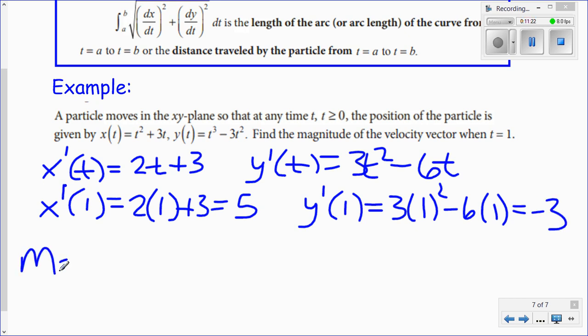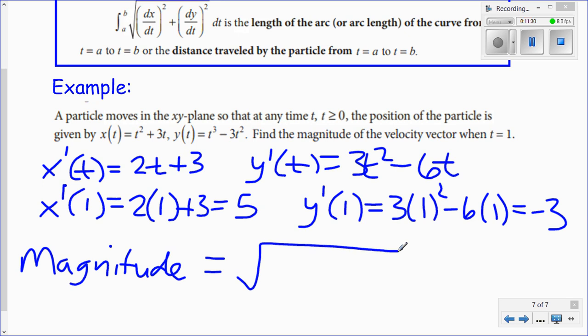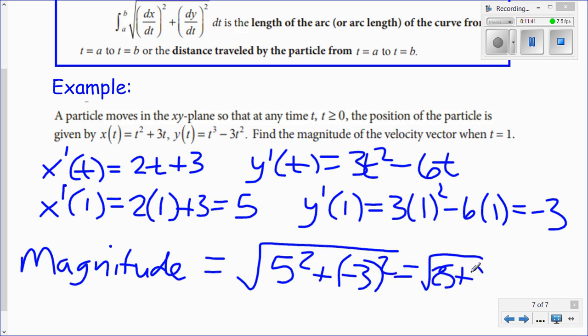And then to find the magnitude, we will find the square root of 5 squared plus negative 3 squared, which will equal the square root of 25 plus 9, which equals the square root of 34. And so that would be the magnitude of the velocity vector when t equals 1.